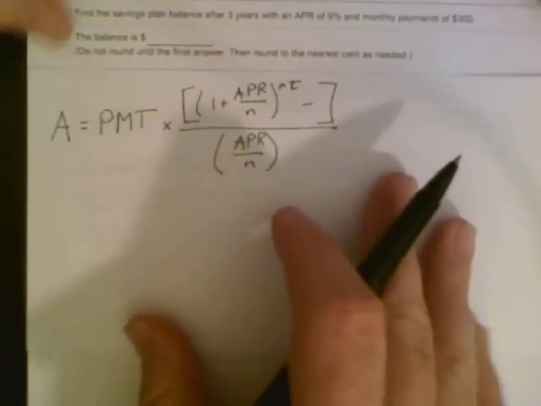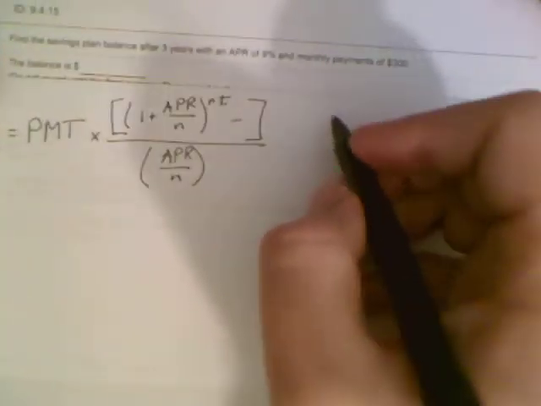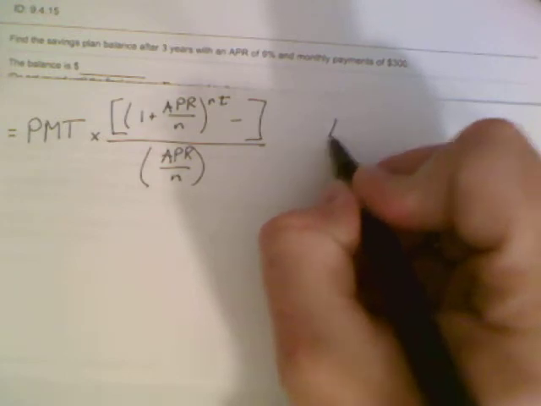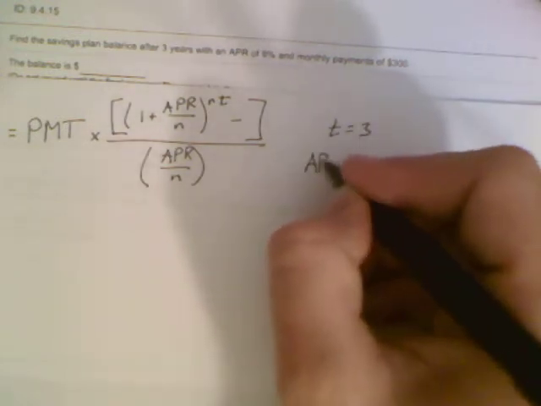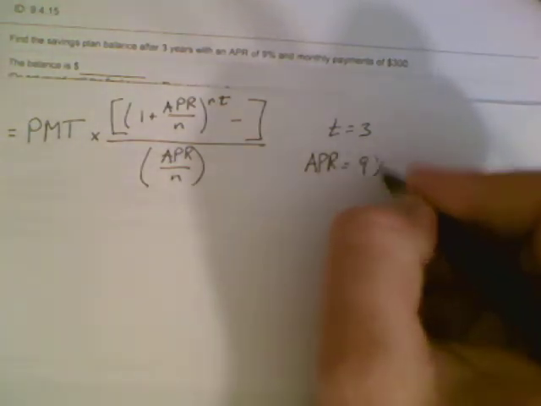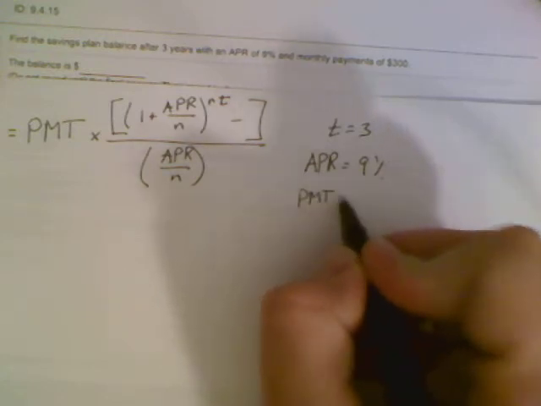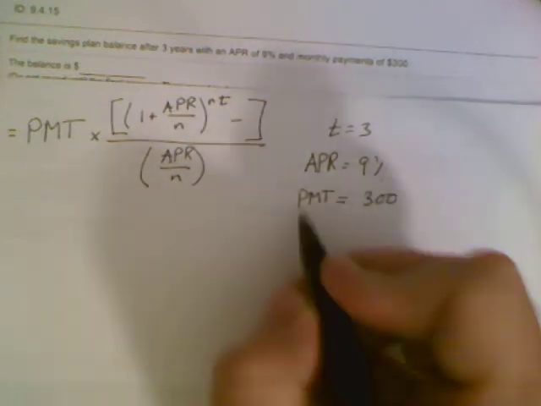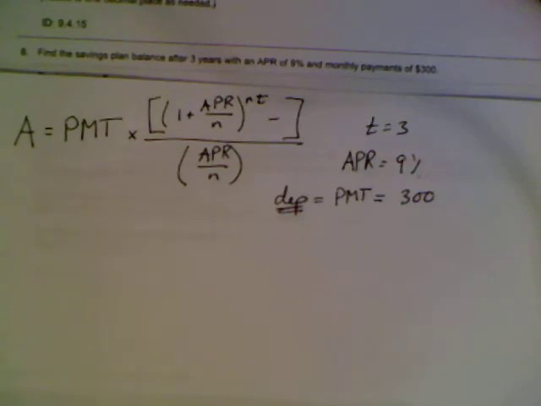Now let me go ahead and rewrite some details so it's more clear about what we're really trying to do. First, in the problem we were given t equals 3 years. Second, APR is 9%. And finally, the monthly payments, the PMTs, are $300. I'm no longer going to look at them as PMT. I'm going to look at those as a deposit, a DEP, because again, it's more reasonable for us to look at a savings plan and talk about deposits than to talk about payments.